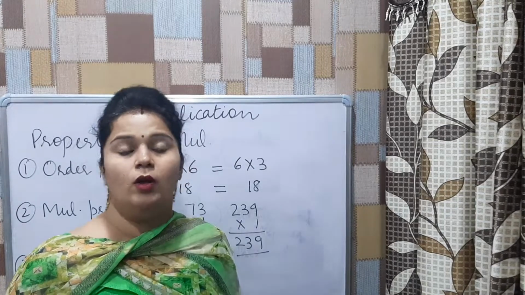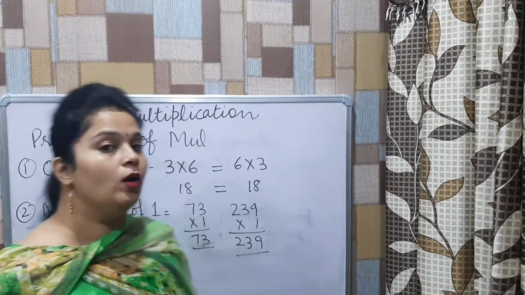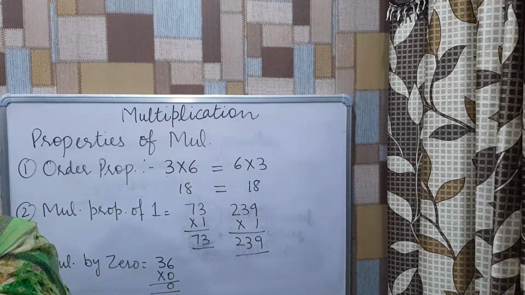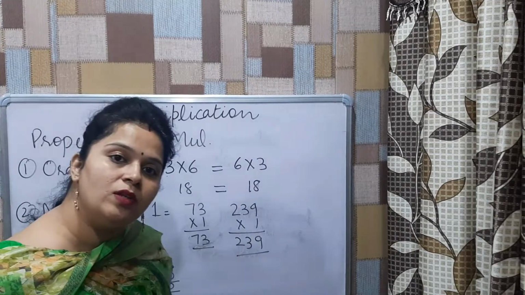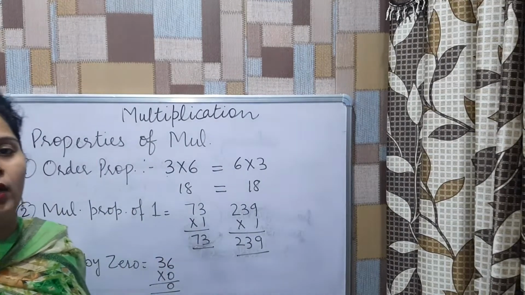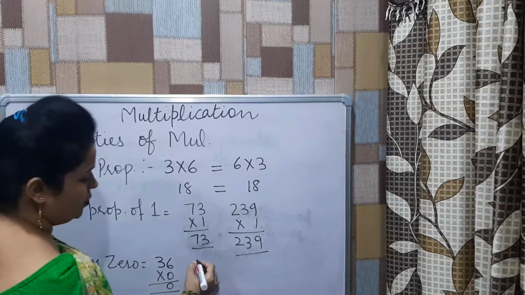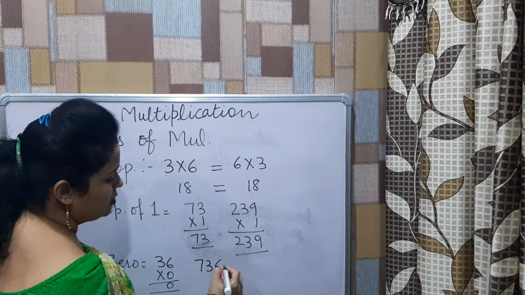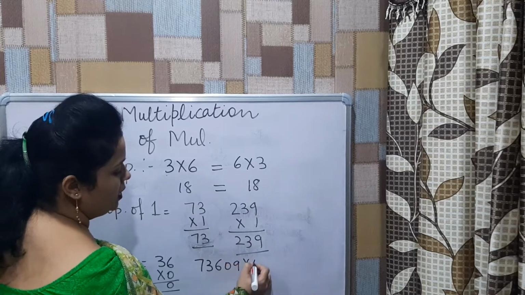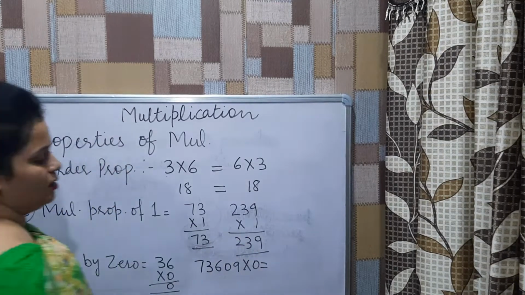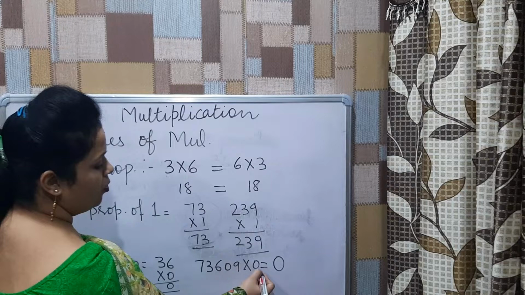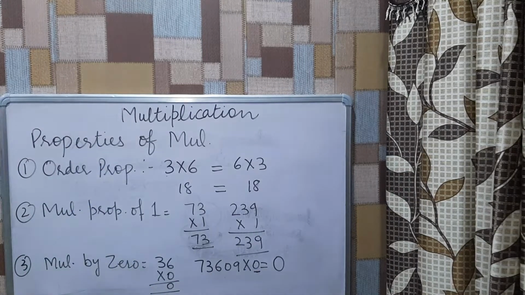7 zeros are 0. 39 zeros are 0. 56 zeros are 0. 235 zeros are 0. Whether it's a small number or a large number, when you multiply any number by 0, suppose I have 73,609, if I have to multiply it by 0, the result is always 0 because here the multiplier is 0.